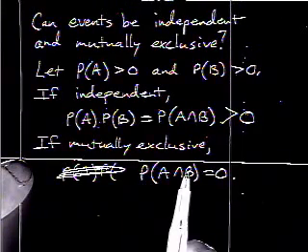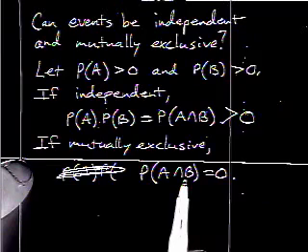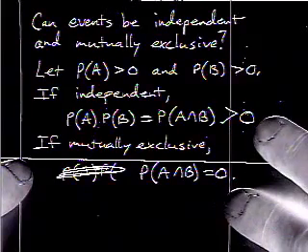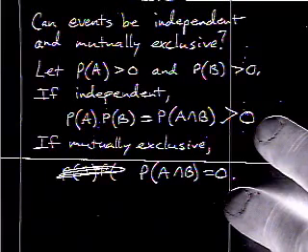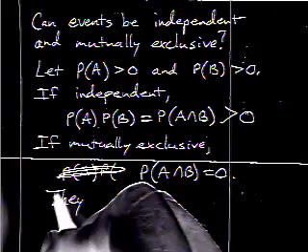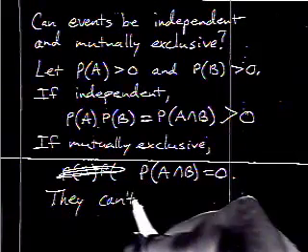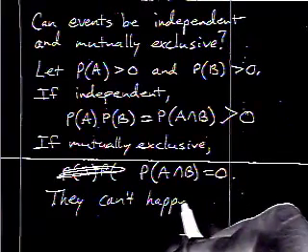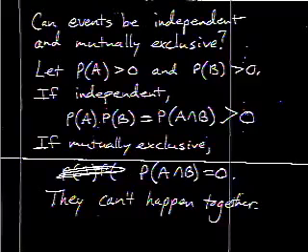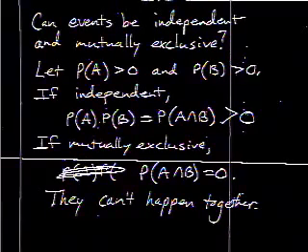If they're mutually exclusive events, then we know that their intersection happening at the same time is impossible. That is 0. These two things contradict each other. So there is absolutely no way that the two things can happen at the same time. So they can't happen together and please don't act like they can.